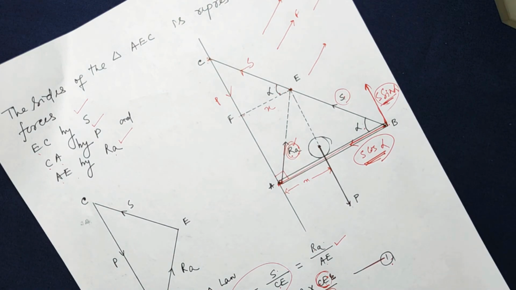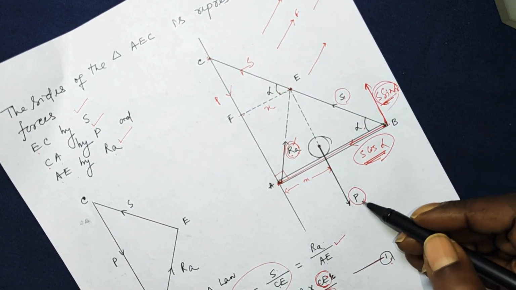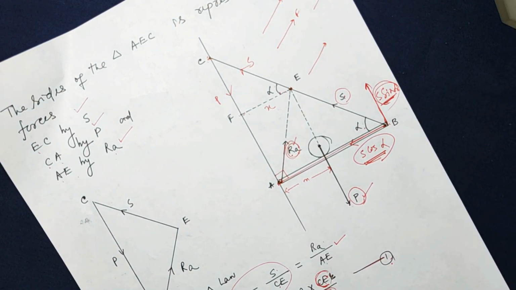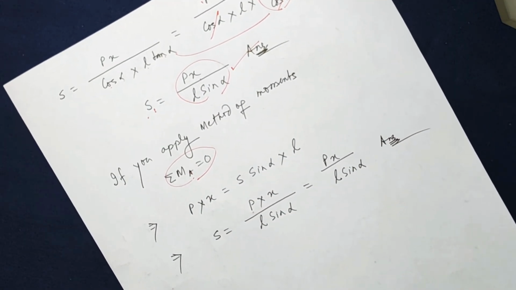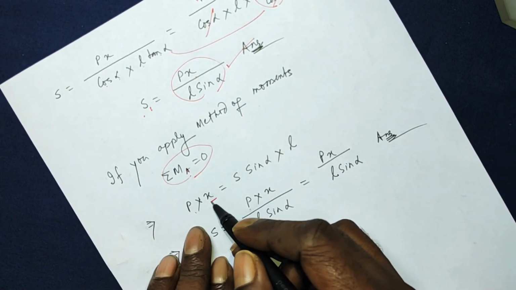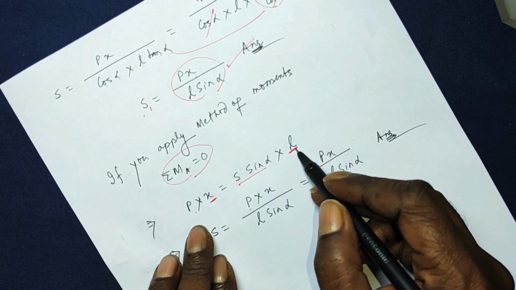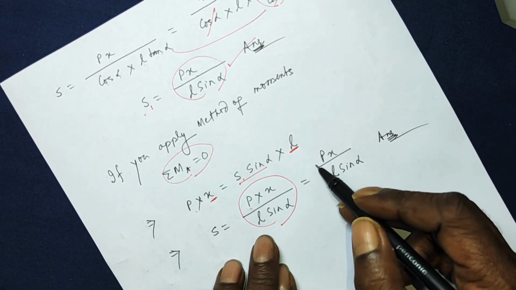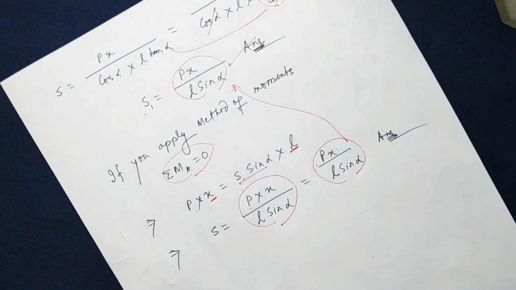So if you apply the method of moments about point A, only two forces are producing a turning effect, that is P and S sin alpha. One is producing a clockwise turning effect and the other an anti-clockwise turning effect about point A. So that is what I have done here. P times the perpendicular distance from point A is equal to S sin alpha times its perpendicular distance. So keep S on one side, take the rest to the right-hand side, and it gives S equal to Px over L sin alpha. Same thing as we did here.